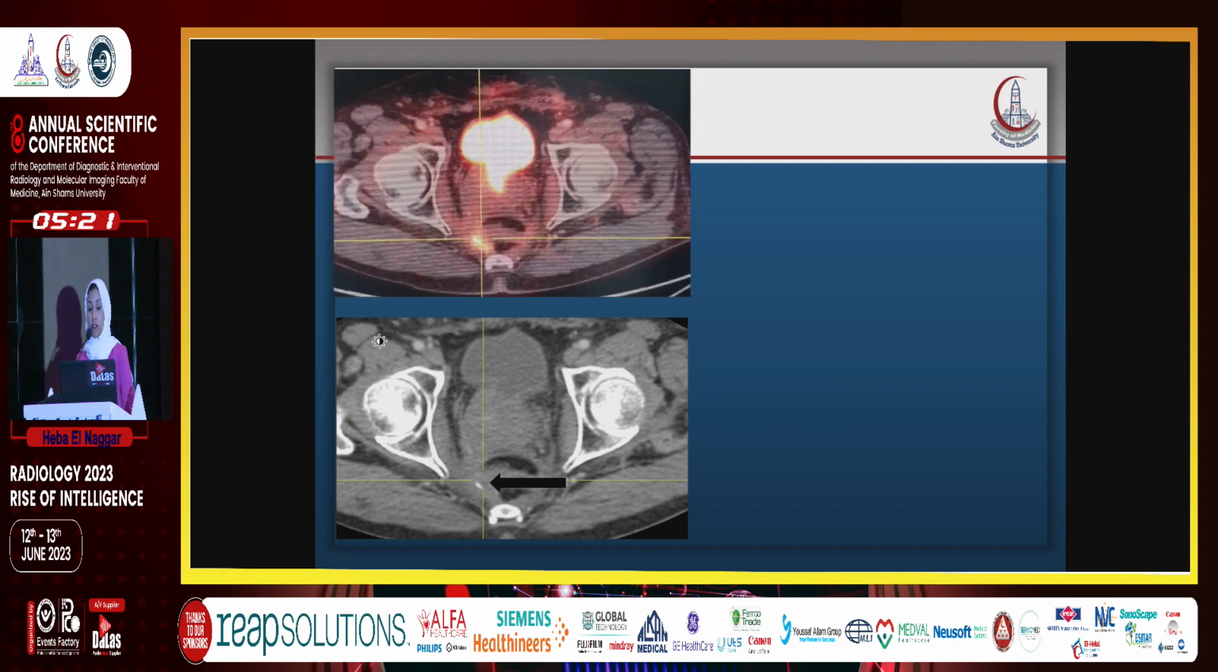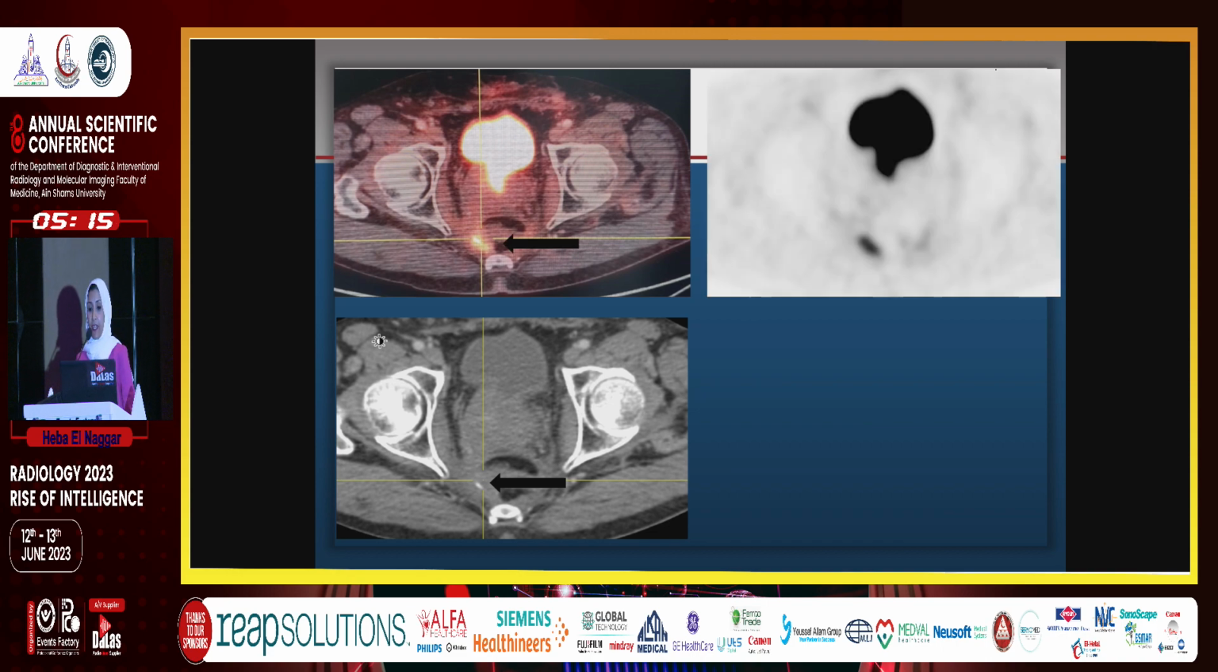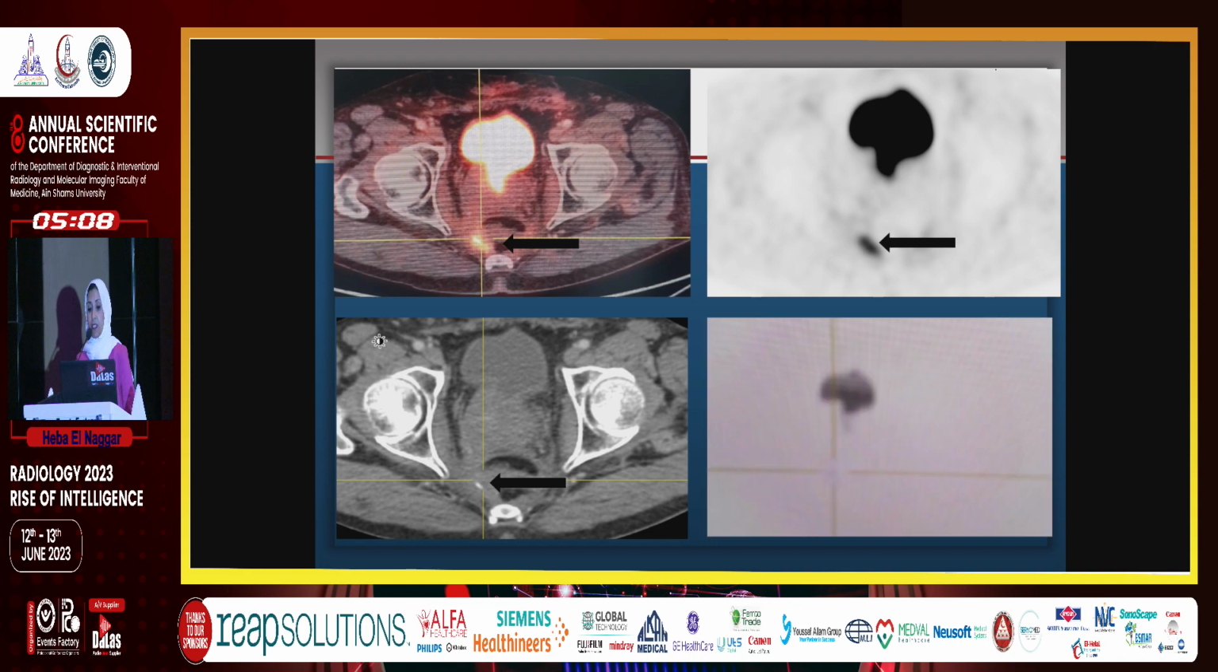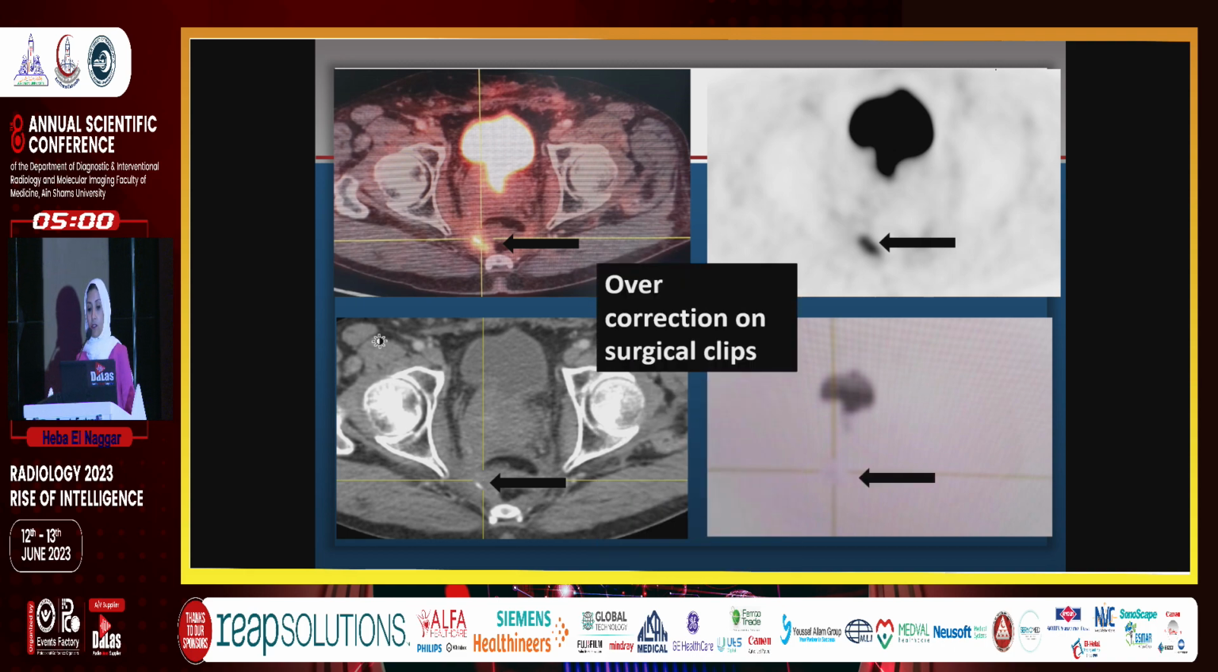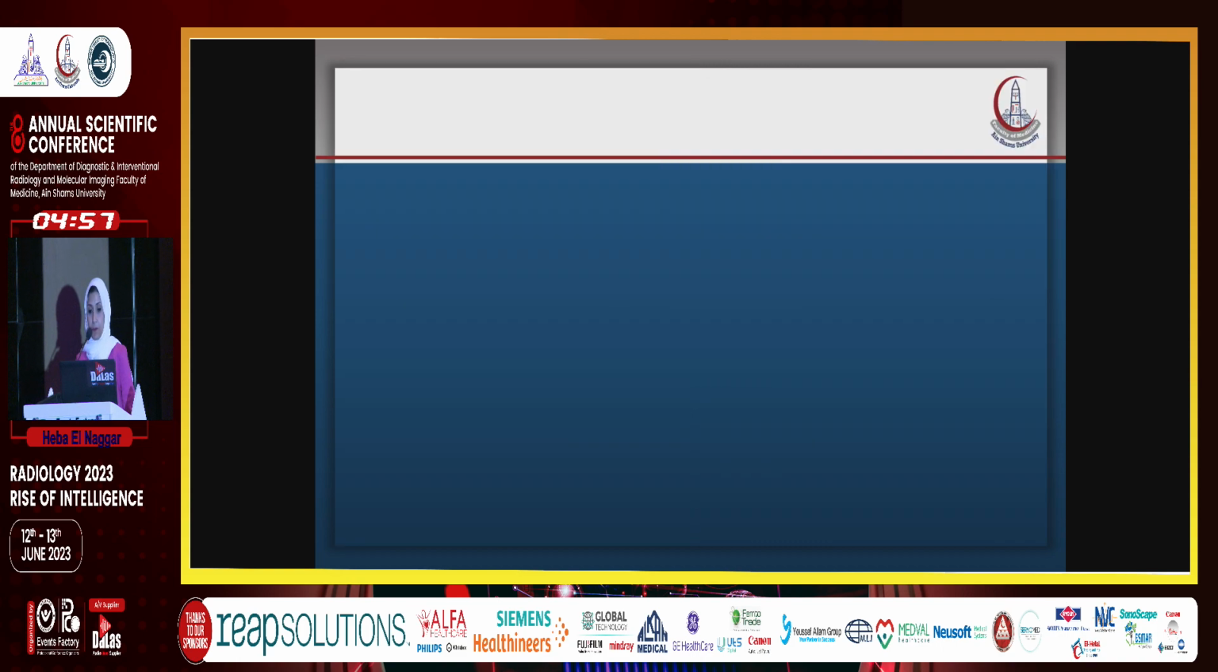In the fused images, there is focal increased FDG avidity, suspicious for recurrence or residual tumor. Again, we look at the MAC image, there is increased uptake, but when we look at the non-attenuation correction image, we can't see any definite or significant FDG uptake, so this is overcorrection uptake on top of the surgical clips.